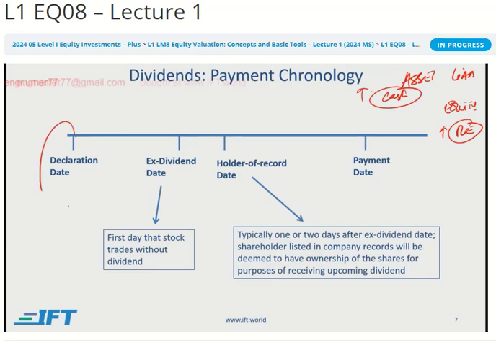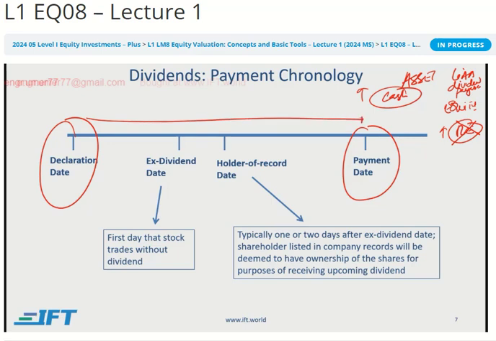The minute they announce or declare the dividend, the amount will go from retained earnings and get added to a liability called dividend payable, because that amount is now a liability. It is not equity anymore. You've already announced that you're going to pay it out to shareholders and it's a liability for you. But it doesn't get paid yet. It will be paid on the payment date. Until then, it is a dividend payable.